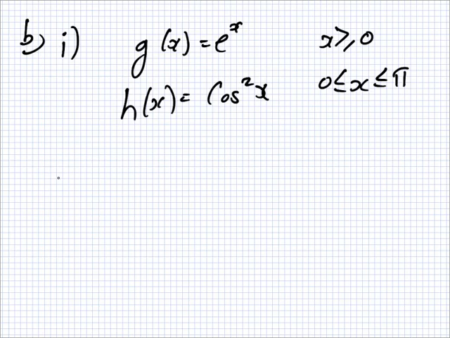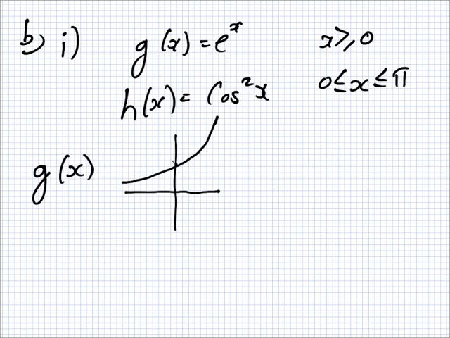What's the range of g(x)? Does anyone know what the range of g(x) is? If you picture the graph, what way does the graph go? It goes like this, doesn't it? What is this point here? 1. So if you look at the graph, if the x can only be positive, what can you say about the y? If the x is positive, what can you see about the y? The y must be bigger than 1. The answer is 1 to infinity.